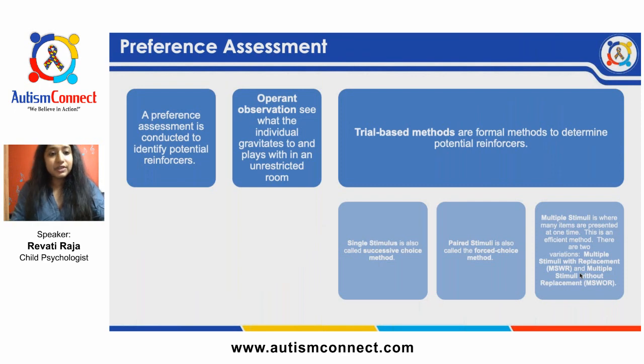The next is the preference assessment. Preference assessment is very, very important when you're working with a child who is on the spectrum, because reinforcers are extremely important. It helps the child feel motivated and move towards the task that we want to teach them. So the preference assessment basically is conducted to identify potential reinforcers.